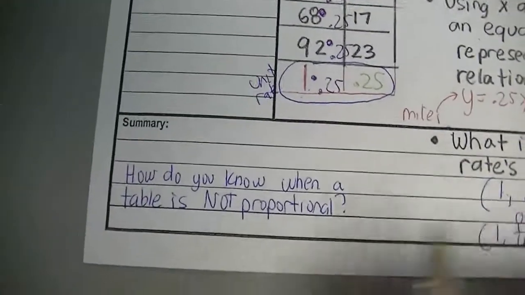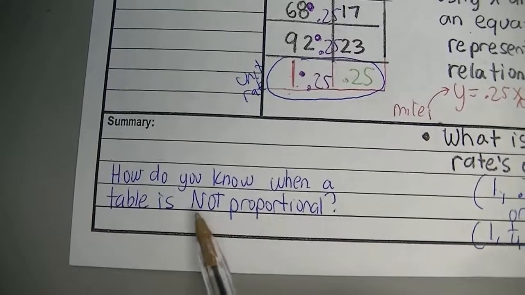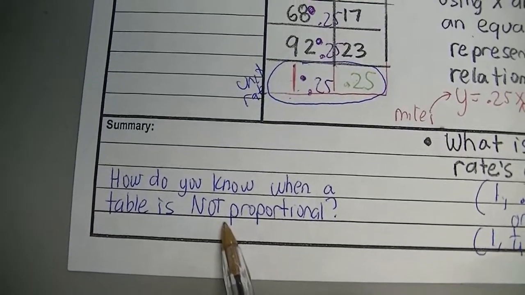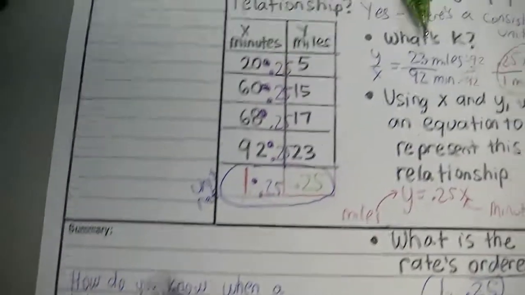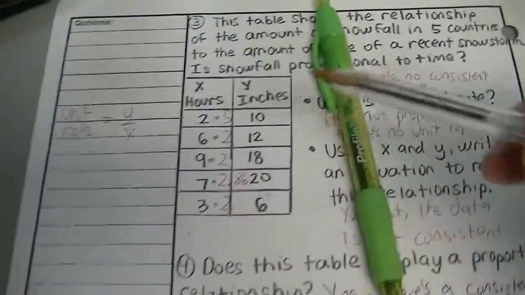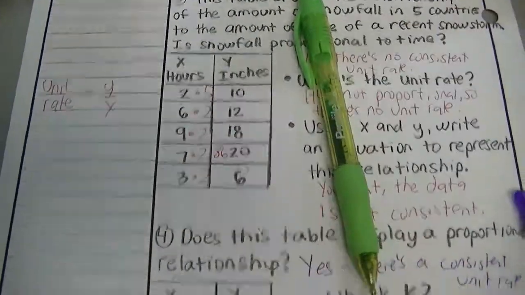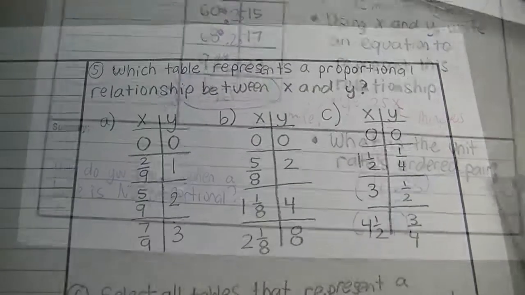For your summary, how do you know when a table is not proportional? This table was proportional. This table was not proportional. How did we know? Answer that question.